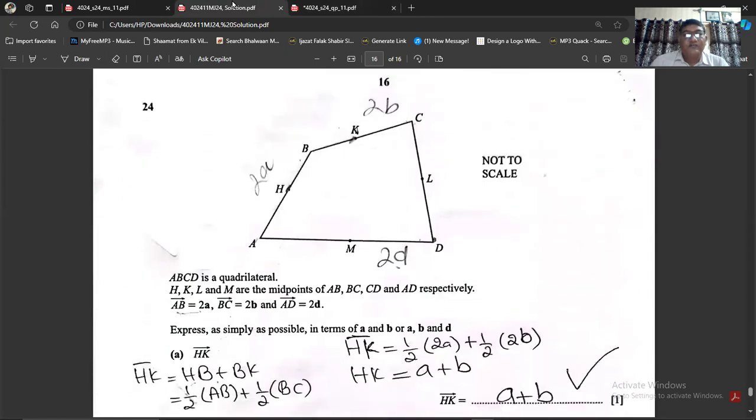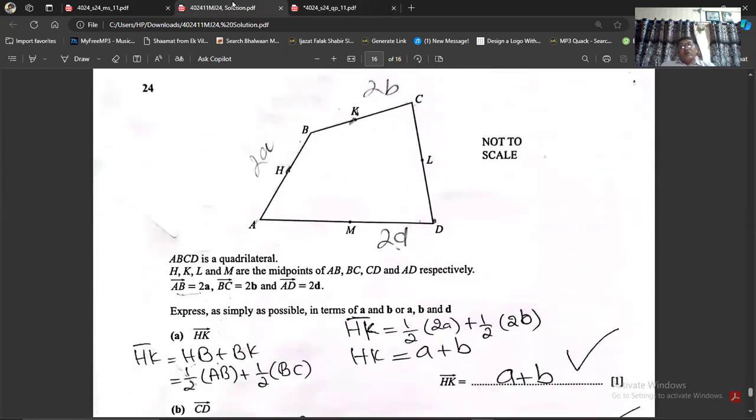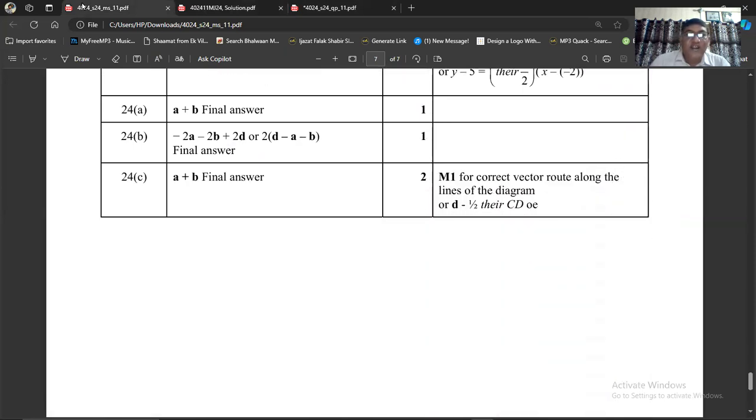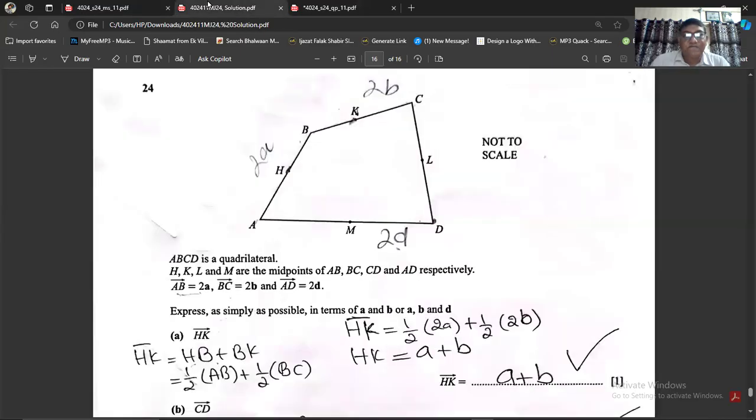So here we go. So HK, you want to find HK. So from H, you will go to B. From B, you go to K. HB is half of the AB and the BK is half of the BC. So HK will be equal to 1 by 2 of AB, which is 2a, plus 1 by 2 of BC, which was 2b. So 2 and 2 cancel. So you will have a plus b. Let's check. a plus b is the right answer, sir.